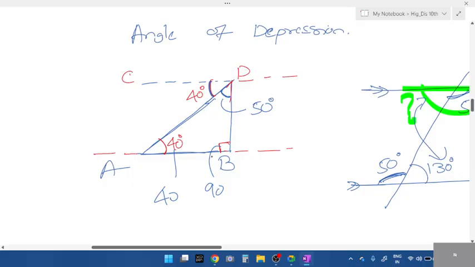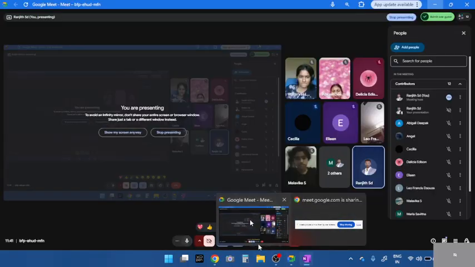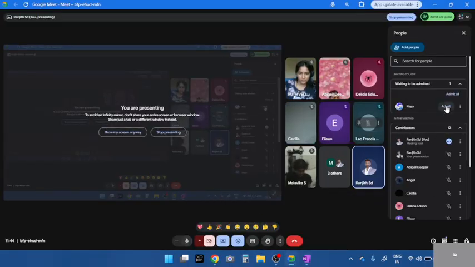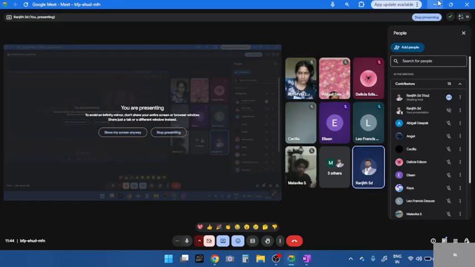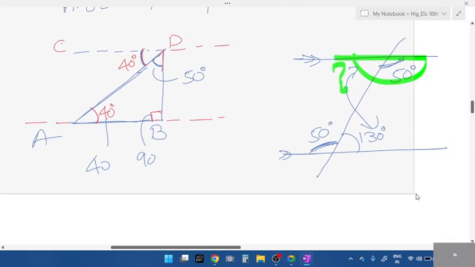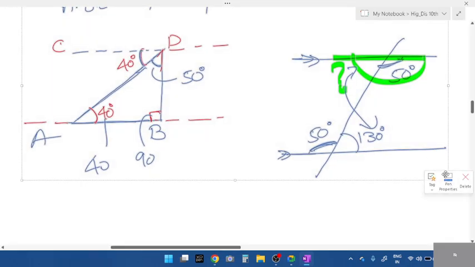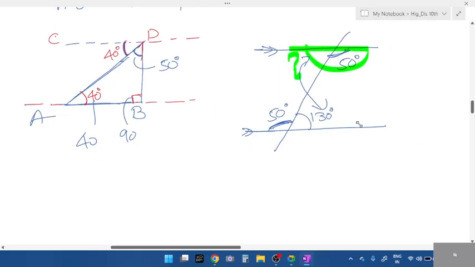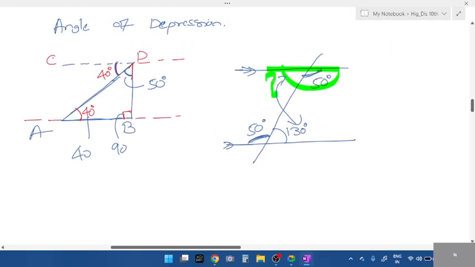Make a note of this. Angle of depression is equal to angle of elevation. Make a note of this diagram, parallel line concept. If you want, write parallel line, or just ignore, students, it is based on the parallel line. Write the statement: angle of depression. So whenever angle of depression is given, take it as angle of elevation. Angle of depression is equal to angle of elevation.